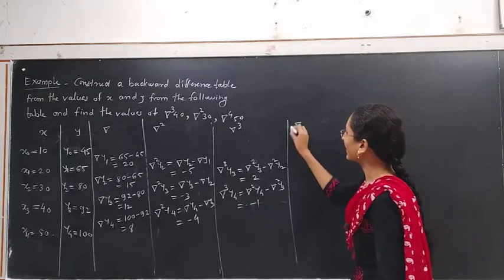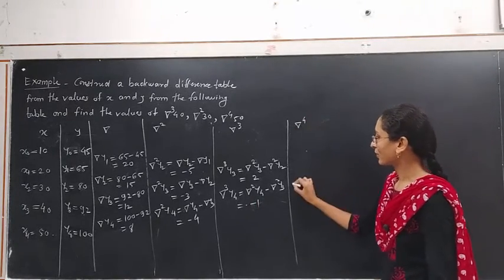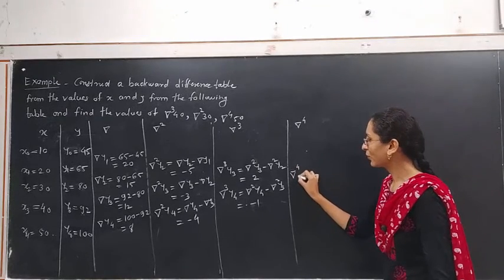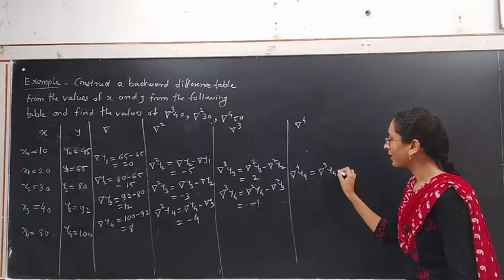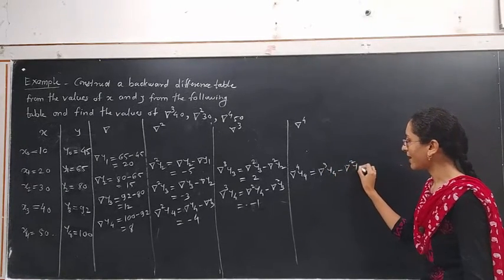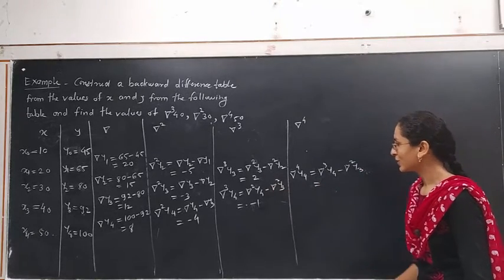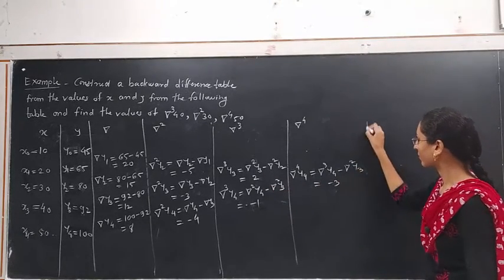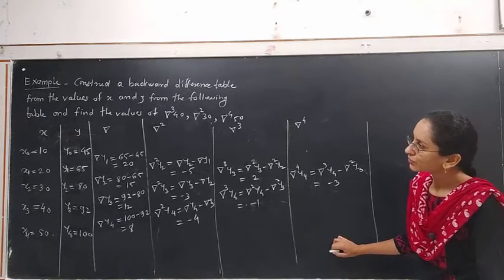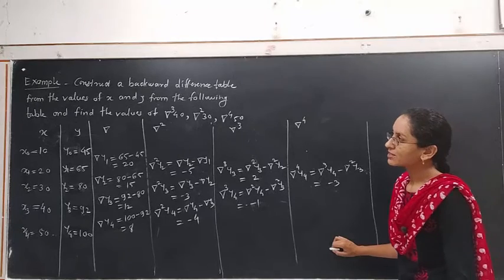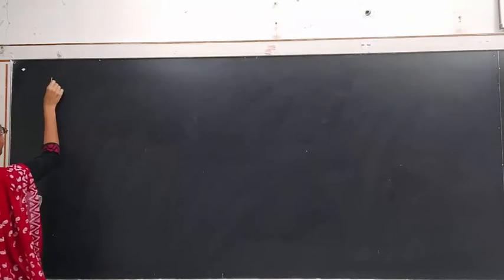In the last column we get the 4th order backward difference. Del raised to 4 y4 is equal to del cube y4 minus del cube y3, which is equal to minus 1 minus 2 is minus 3. This is the backward difference table for the given values of x and y.